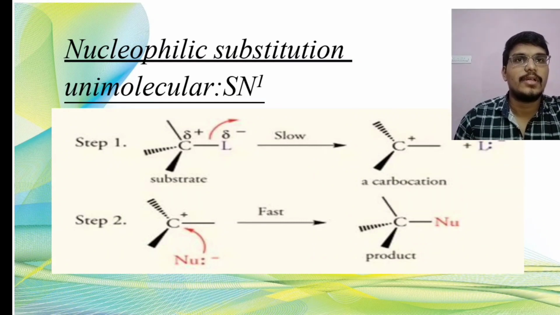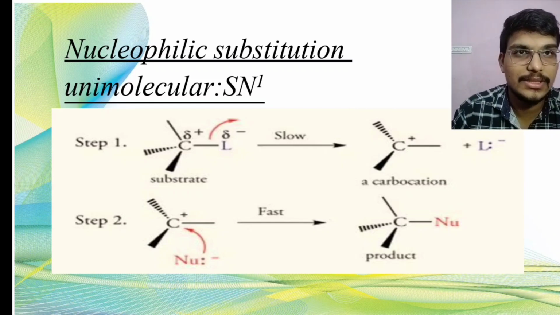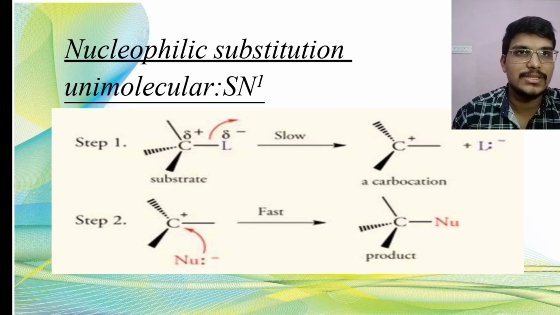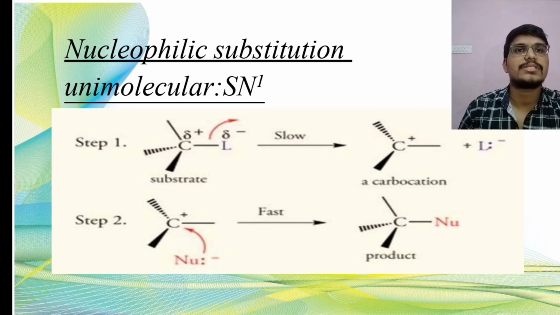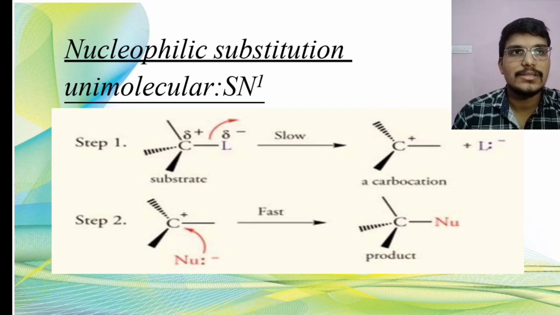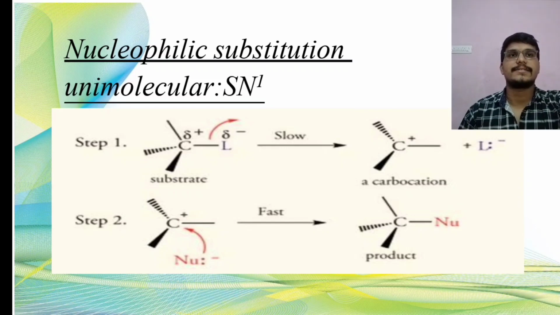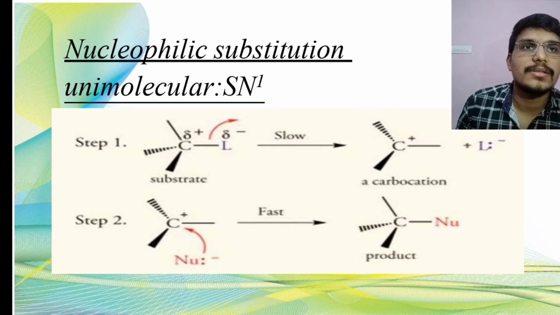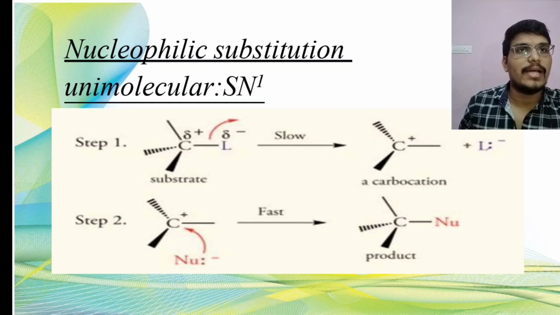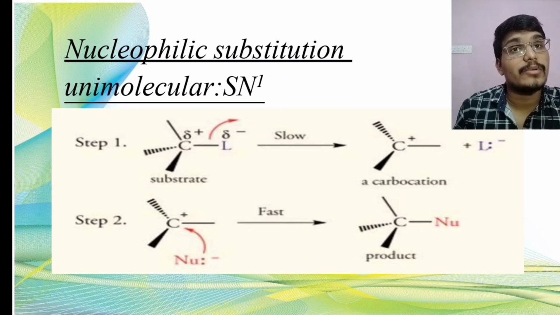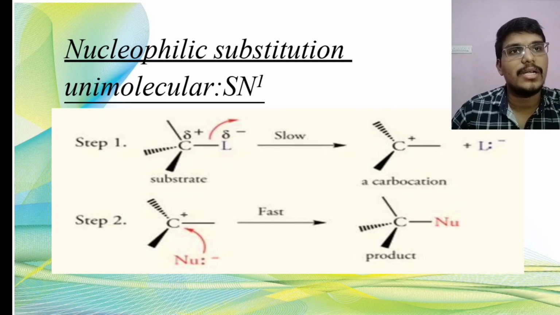Coming to SN1, what do we mean by SN1? Nucleophilic substitution unimolecular is known as the SN1 reaction. The SN1 reaction is a two-step reaction. In the first step, the leaving group goes outside and forms a carbocation intermediate. This is the slow step, also called the rate-determining step. In the second step, once the carbocation is formed, the incoming nucleophile attacks the carbocation and the product is formed.